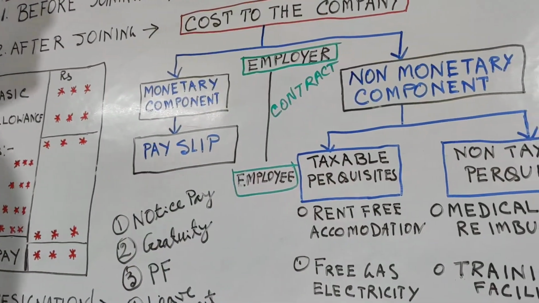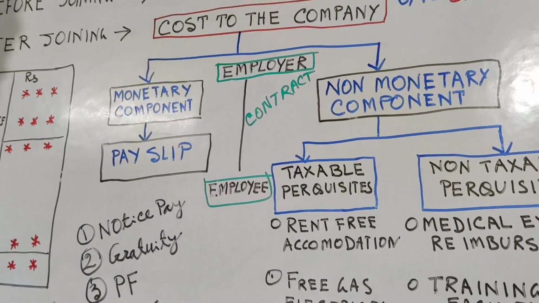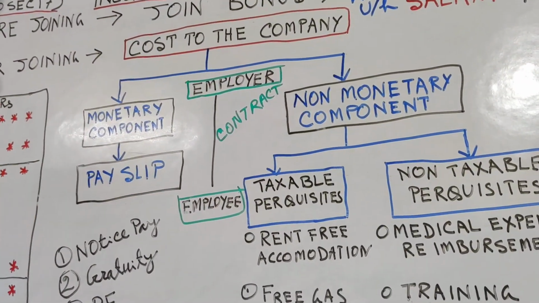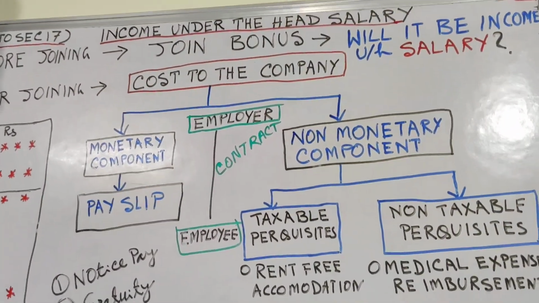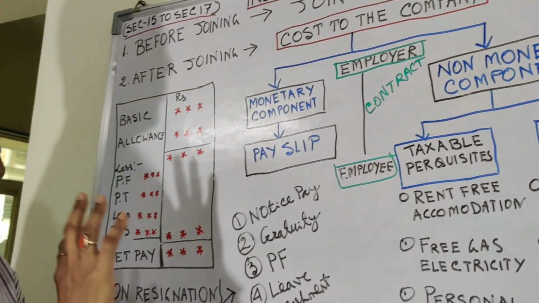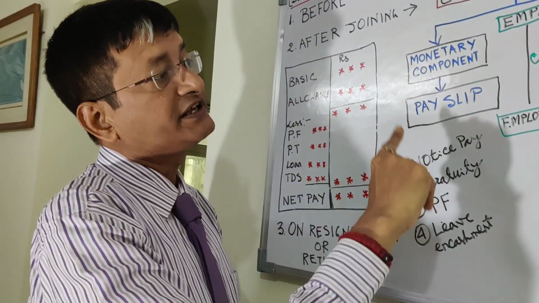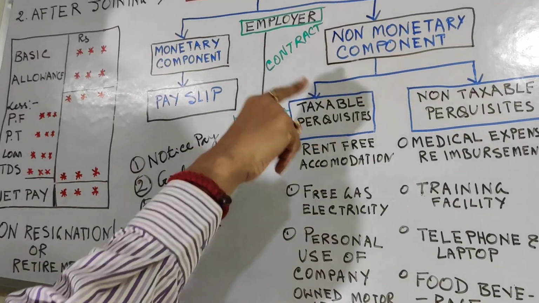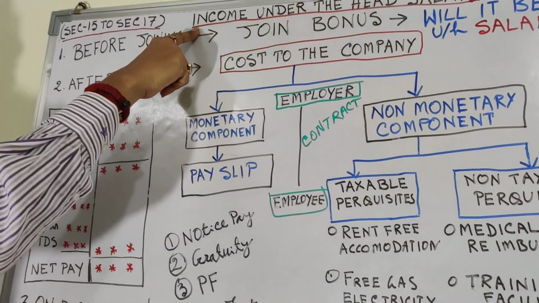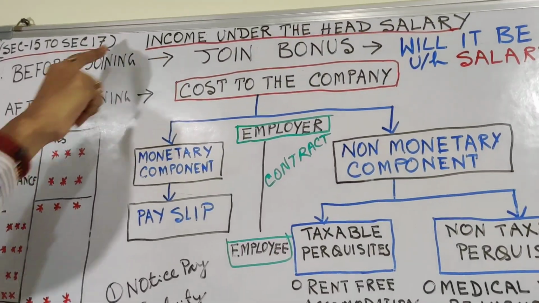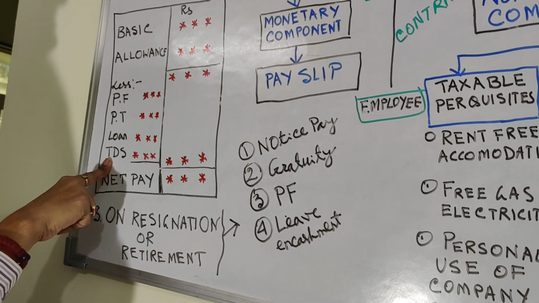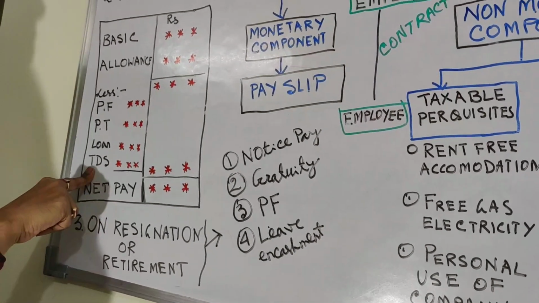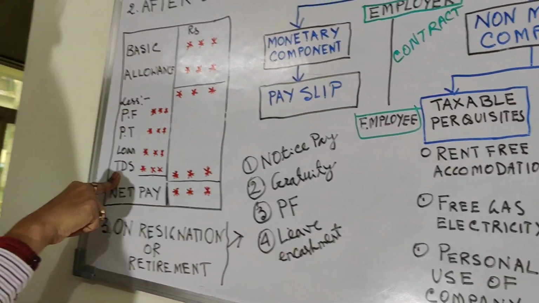Now come to the non-monetary component, which is known as perquisites. Some perquisites are taxable, some perquisites are not taxable. So being an accountant, you need to know which perquisite is taxable and which is not taxable. Because taxable perquisites you need to consider for computation of income under the head salary, so that accordingly you can identify the tax liability of the employee, which you can deduct every month from their salary sheet.